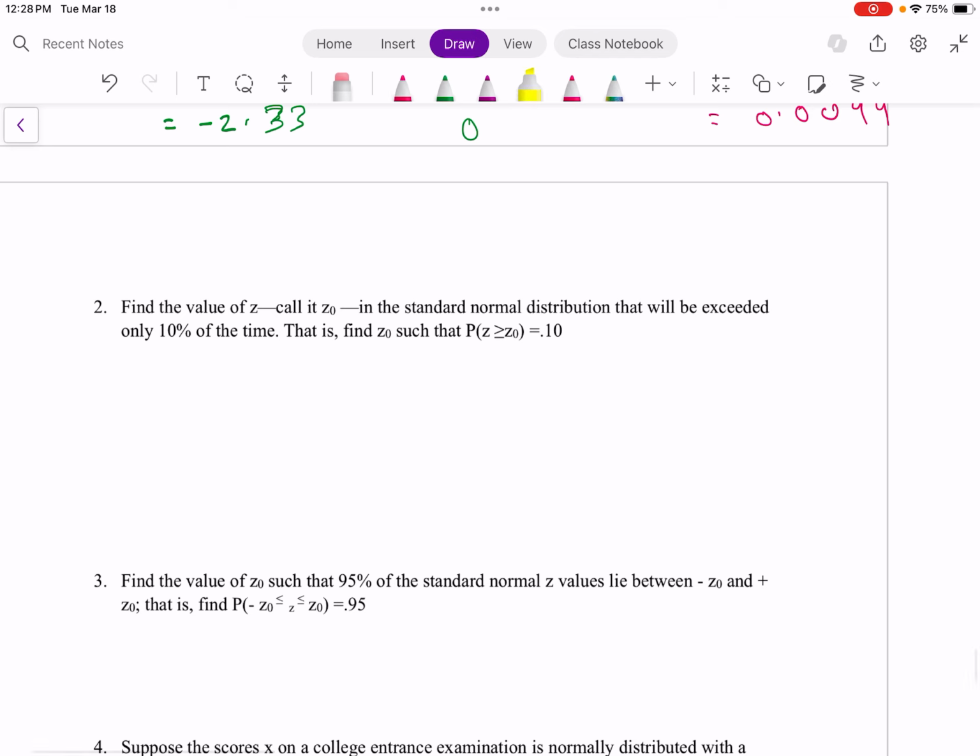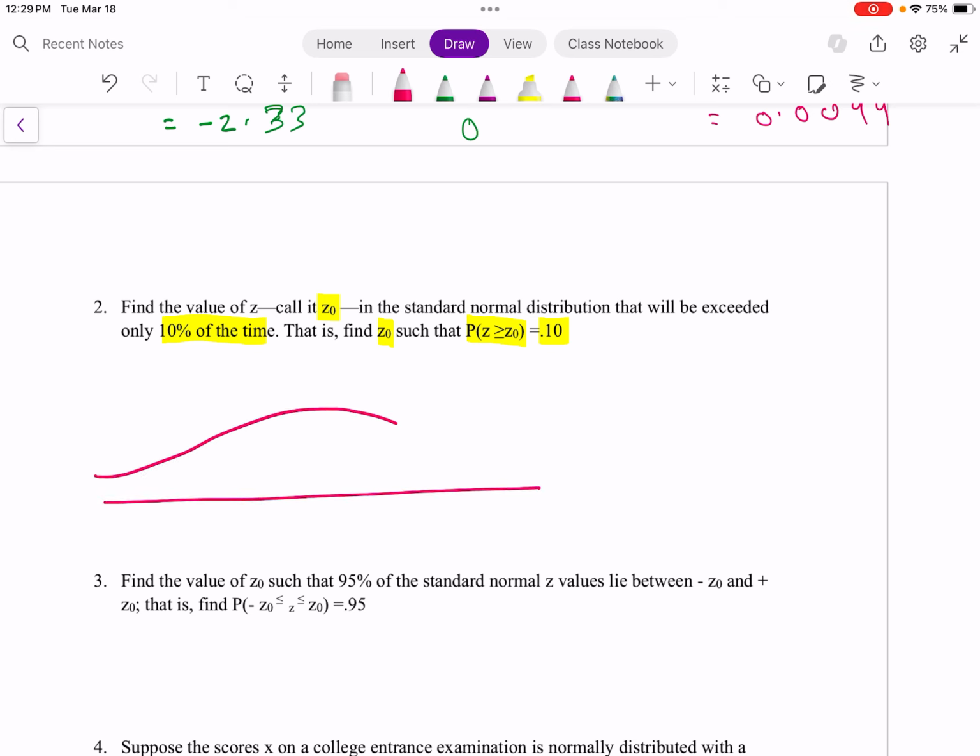In number 2, or next example, we are asked to find the value of g. Let's call it g naught. So we are asked to find g naught in the standard normal distribution that will be exceeded only 10% of the time. That is, find g naught such that p of g greater than or equal to g naught is 0.10. Now let's start with our picture.